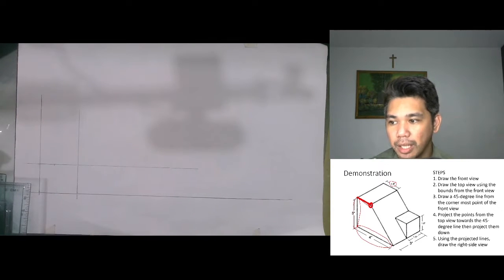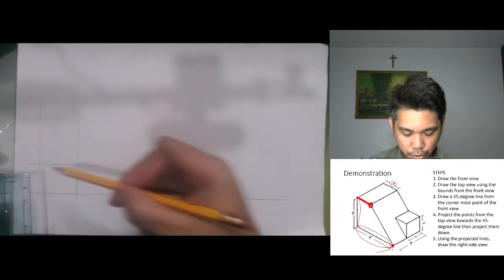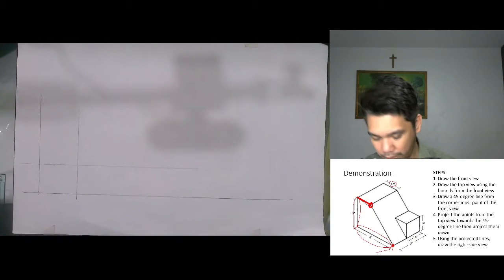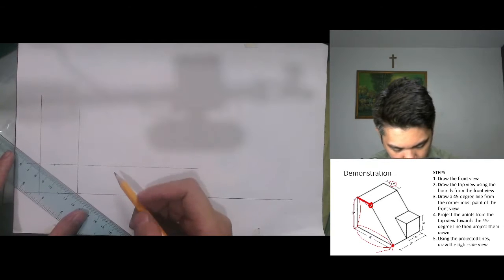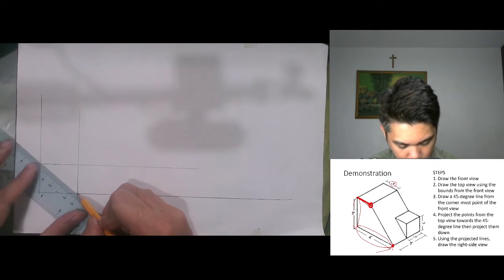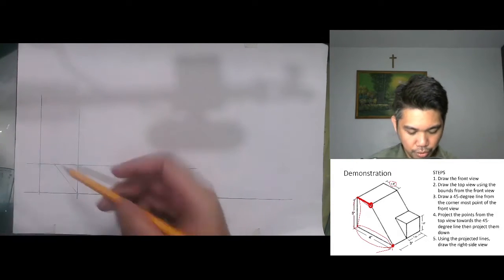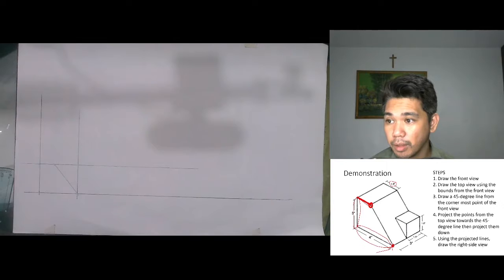Now, that point is connected to the corner. This one. So what we will do is, from this point to this point, we will just connect and create a line. So the 2 points will have a line. So that one is the inclined line here. Now, next step, the small triangle.